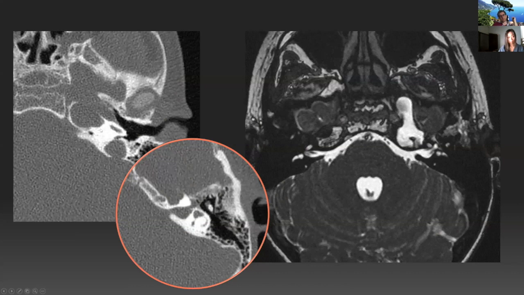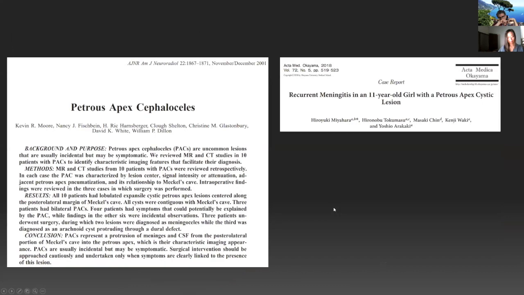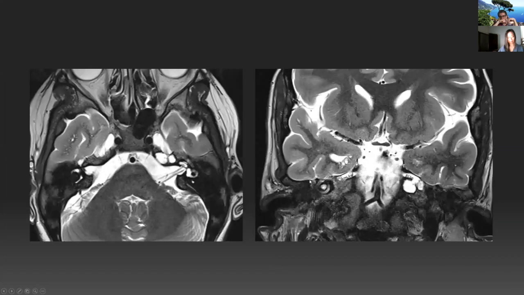Here is another one with a petrous apex meningocele, erosion of the carotid canal, and once again the bone surrounding the middle ear space, extending laterally towards the temporomandibular joint, was all abnormal both on CT and MR. And this patient was felt to have had a meningocele developing in response to bone that was fundamentally abnormal to begin with. Now, when it comes to petrous apex cephaloceles, these are uncommonly encountered, and they can be either completely asymptomatic or be associated with recurrent meningitis.